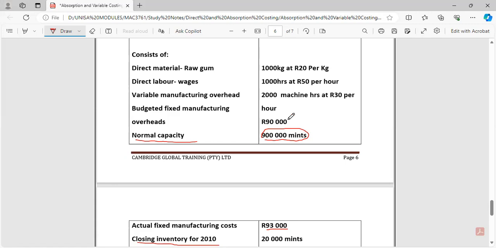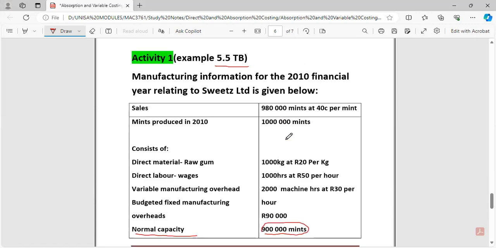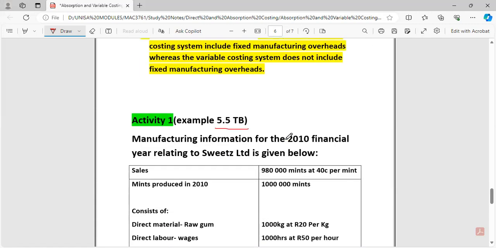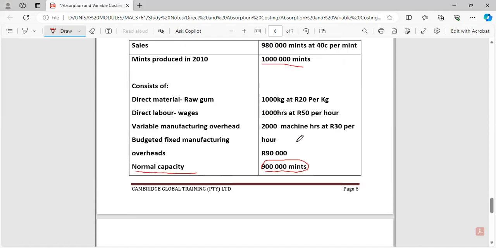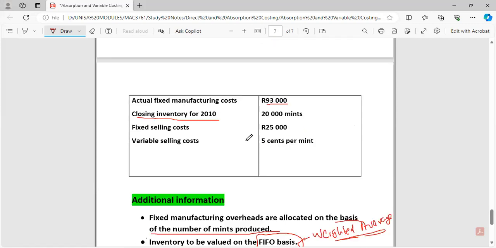So it's going to be 90,000 over 900,000 times the number of units that were produced. The number of units produced is 1 million. So these are going to be your fixed manufacturing overhead. It's going to be 90,000 over 900,000 times 1 million, based on this statement.